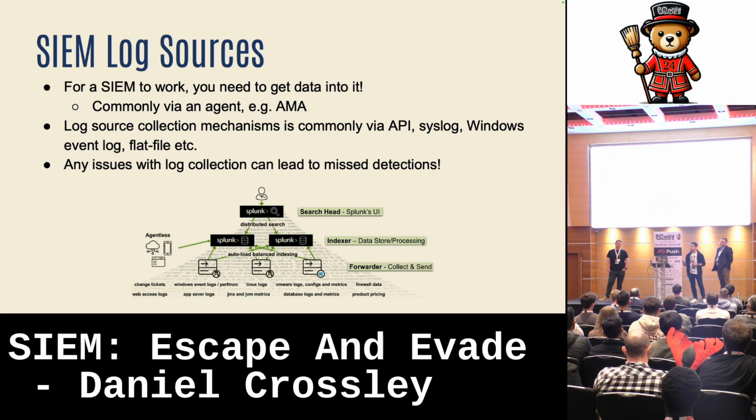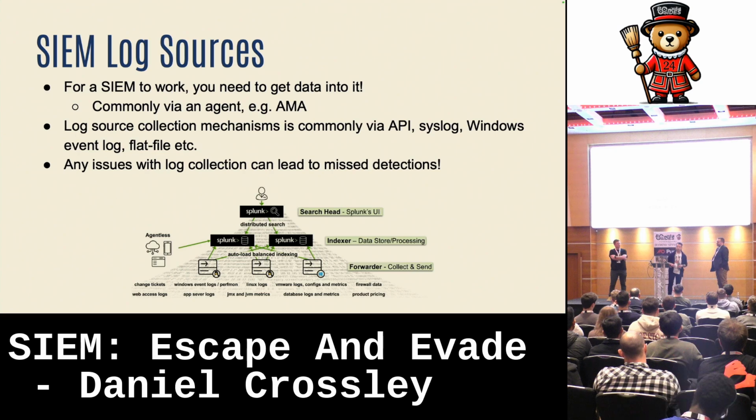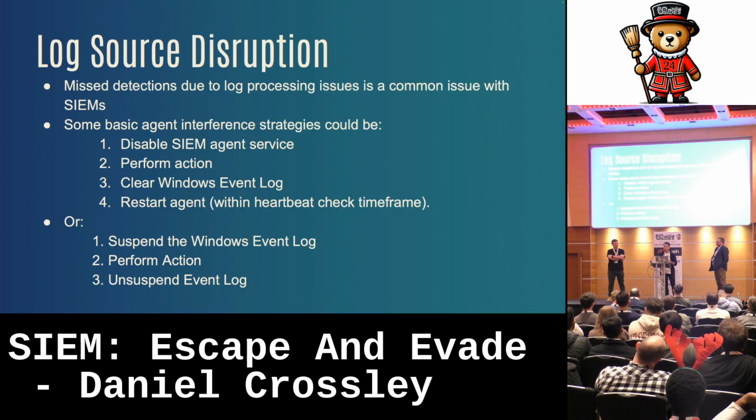Now, when it comes to SIEM processing, any kind of issue with the collectors or the log processing pipeline leads to misdetections. And in our experience, we've seen that many times, haven't we? Alarms don't trigger because the log source stopped logging, the agent went offline, or any manner of things happened in that time. Okay, so, to talk about evasion, let's talk more about log source disruption.